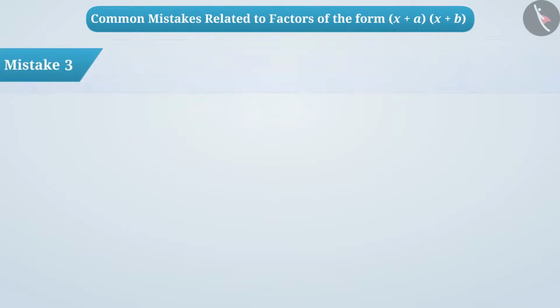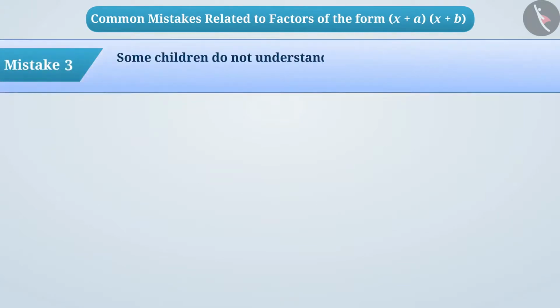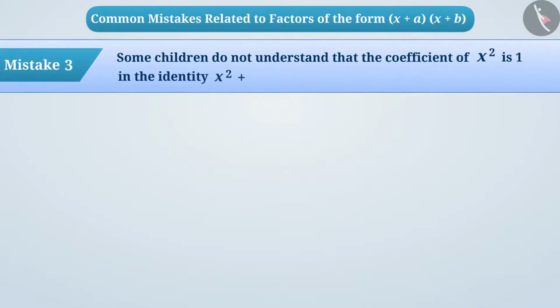Mistake 3. Some children do not understand that the coefficient of x square is 1 in the identity x square plus into bracket a plus b x plus ab.